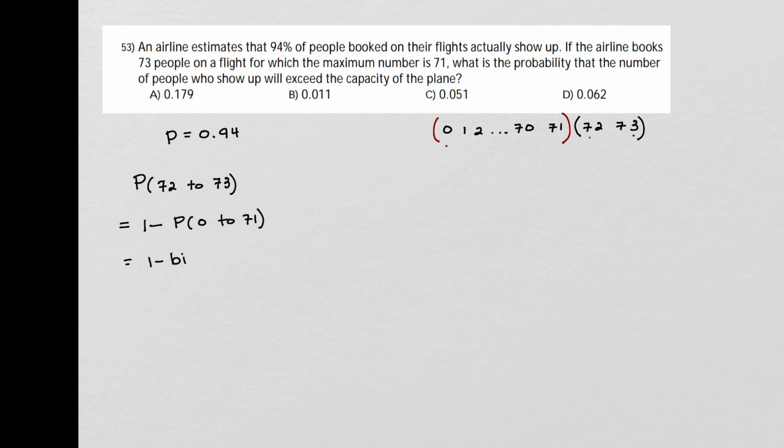And to enter that in the calculator, that's binom CDF. Number of trials is 73. Probability of an individual success is 0.94. And the maximum number of successes is 71. So when I put this into the calculator, I'm going to get 0.0618, and so that rounds to 0.062, and D is my answer.